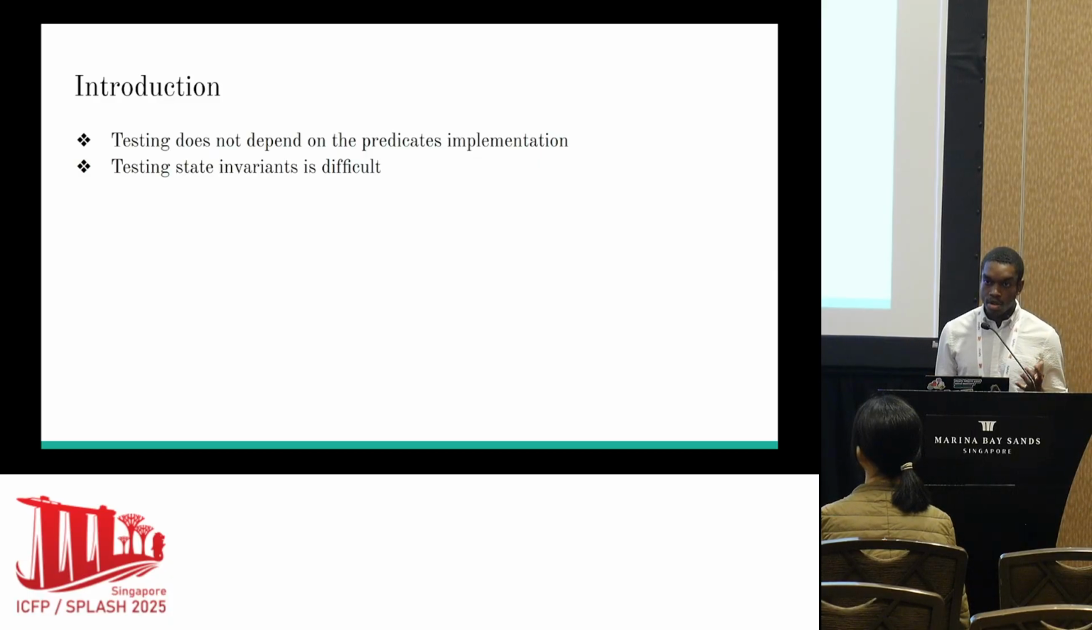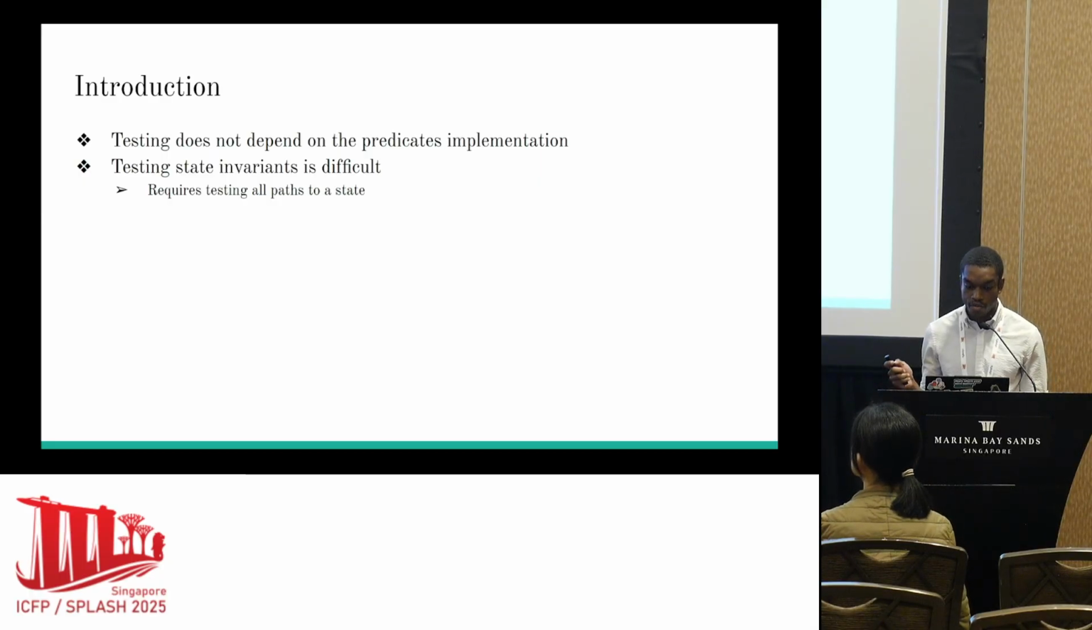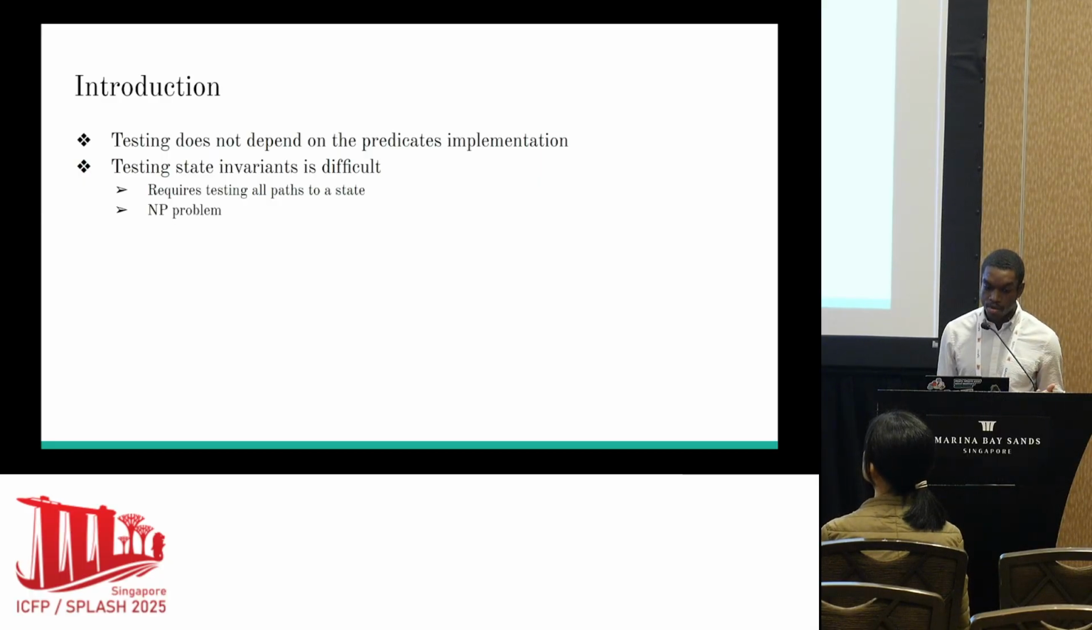Should these tests solely rely on the implementation of the invariant predicate? If you're thinking yes, I'm sorry, but you're sadly mistaken, because the invariant predicates have to rely on the transition relation that they develop. And by that, I mean they have to test all the paths that lead to the state that they're developing the invariant predicate for.